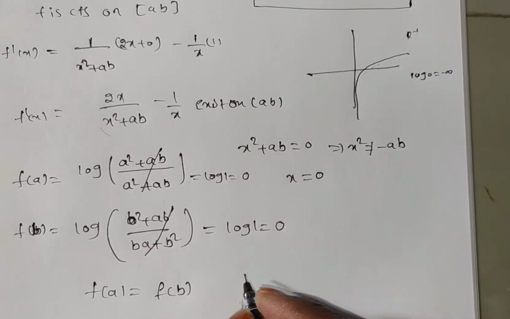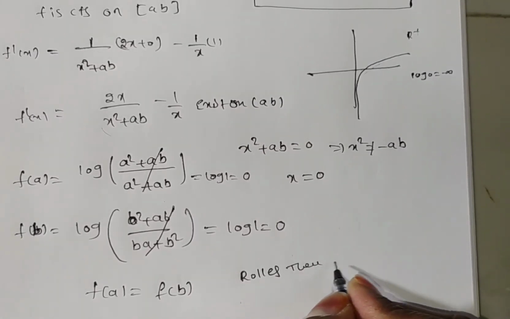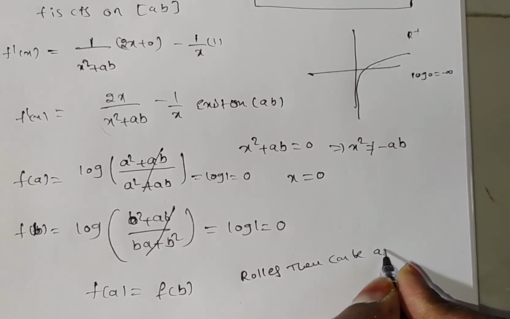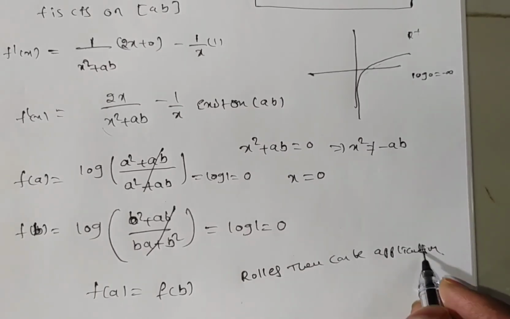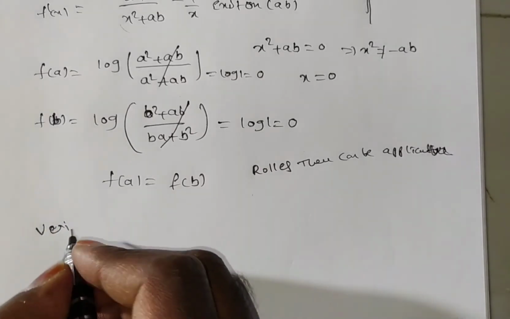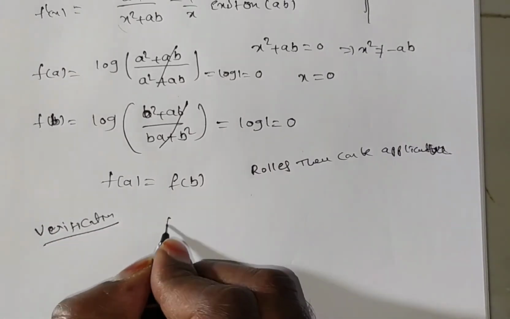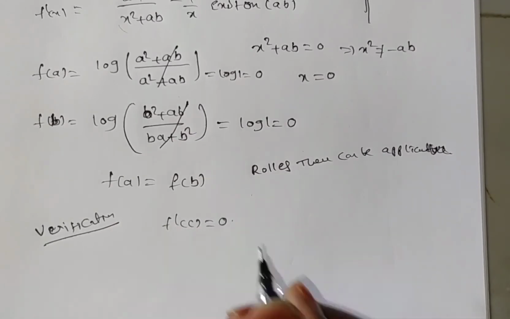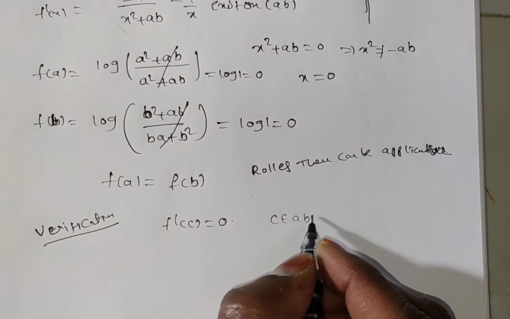So what you can say? Rolle's theorem can be applicable. Okay, now verification. Verification means first you consider f dash of c is equal to 0. Then we have to prove there exists at least one point c belongs to open interval a b.